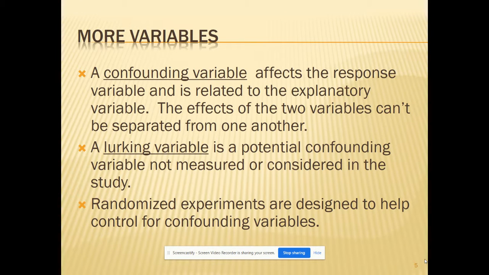Now, a lurking variable is a potential confounding variable that is not measured or considered in the study, one that we cannot control for. For example, it is the case that when ice cream sales increase, the number of drowning deaths also increases. This is a known relationship. Does that mean that sales of ice cream causes drowning? No, there is a lurking variable there.